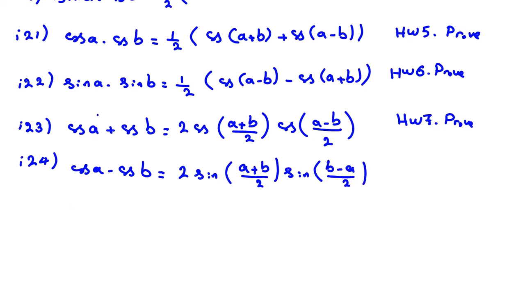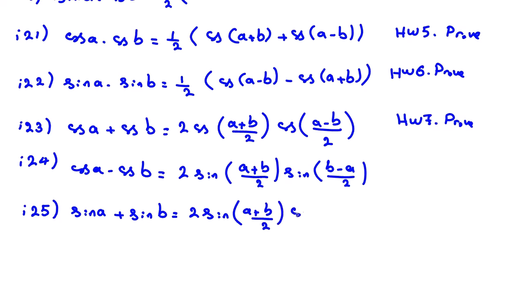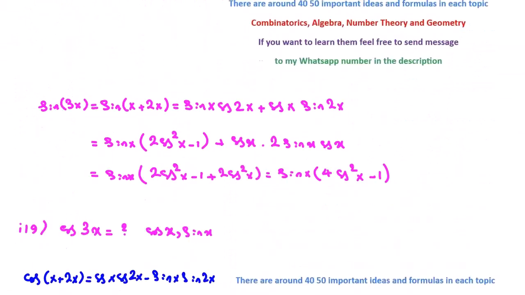And the next one, idea 25, is sine A plus sine B, which is 2 sine((A plus B) over 2) cosine((A minus B) over 2). Again, you can use previous ideas to prove these things. Homework 8. Homework 9. And for example, if you have sine A plus cosine B, you can write cosine B as sine(90 minus B) and simplify this. Okay. I told you 25 things.